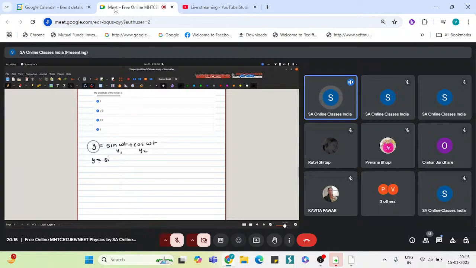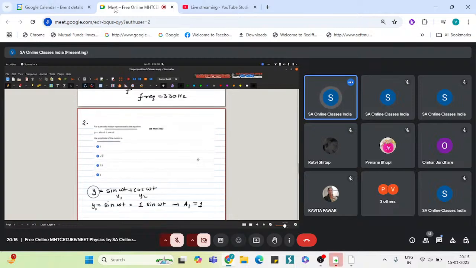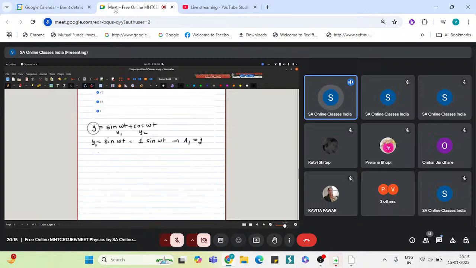So y1 is going to be sine omega t, or just 1 sine omega t, which means the amplitude A1 is going to be 1. They have not given the units, so we don't need to worry about the units. And y2 is going to be cos omega t, or 1 cos omega t, which is also going to be equal to 1.